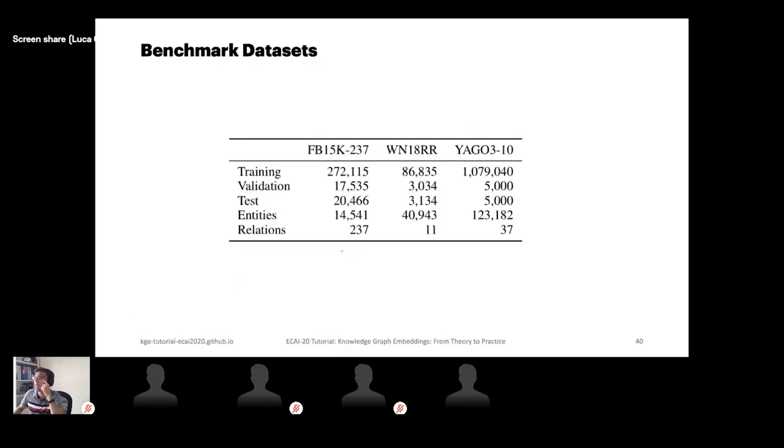Now, there are some benchmark data sets out there, which are subsets of popular publicly available knowledge graphs like Freebase, WordNet, and Yago. If you're familiar with benchmark data sets in graph neural networks, for example, you immediately realize that these are way bigger. We have 250,000 triples here, 1,000,000 triples here. So they're orders of magnitude bigger than what's used in other communities.